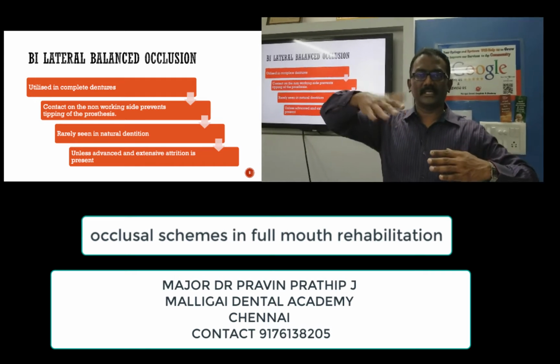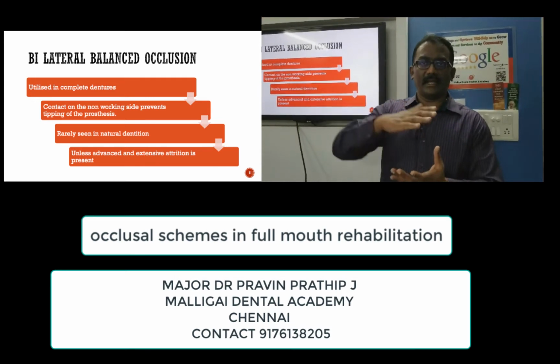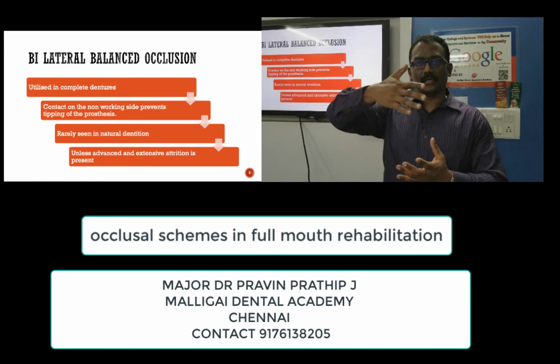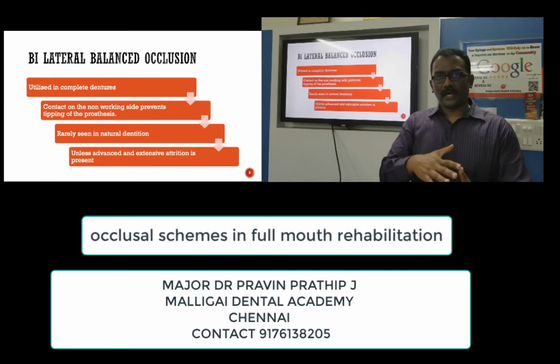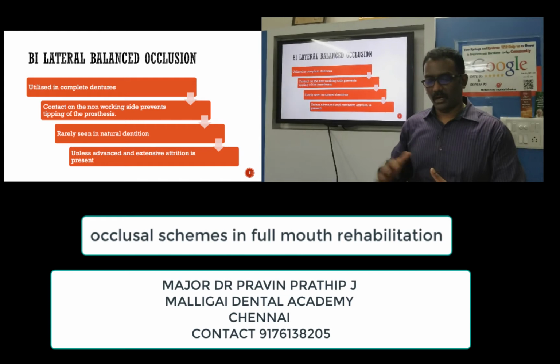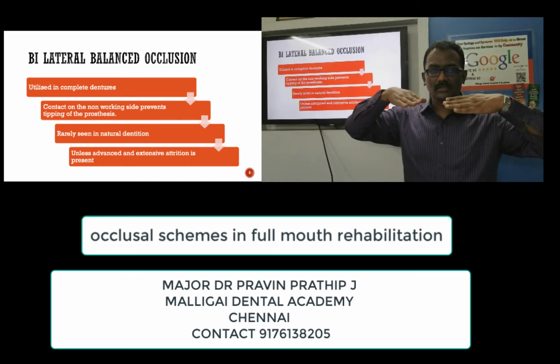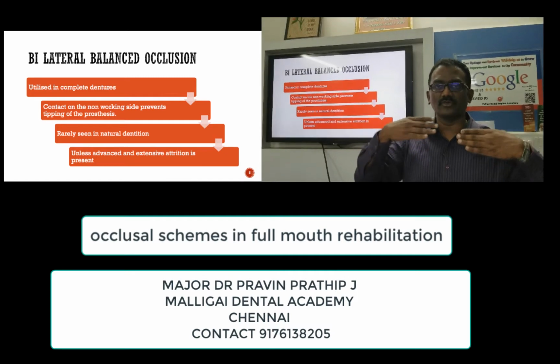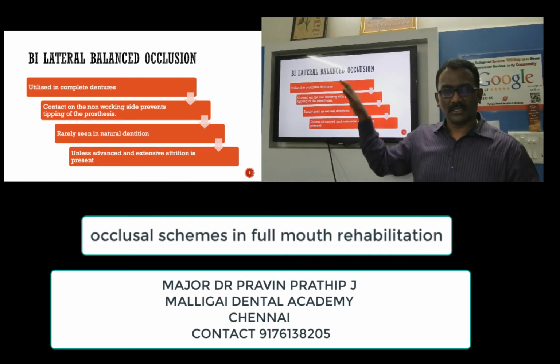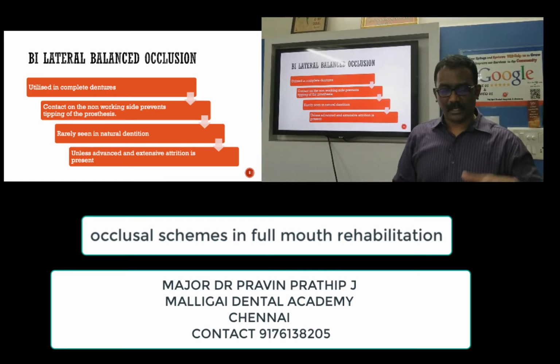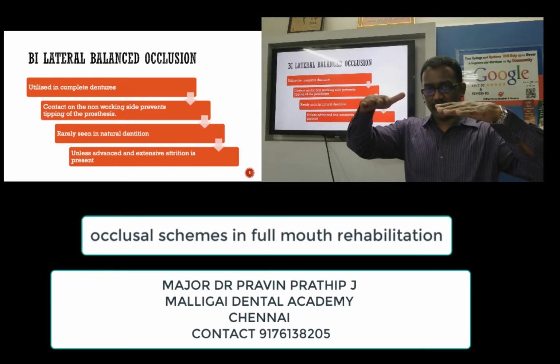So in complete denture, since it is not implant retained, chances of the process tip down and fall is there. So always there will be a contact point. In balanced occlusion, there will be a contact point. Even when the patient moves the jaw forward, there will be a contact. So this avoids tipping of the process from the position.